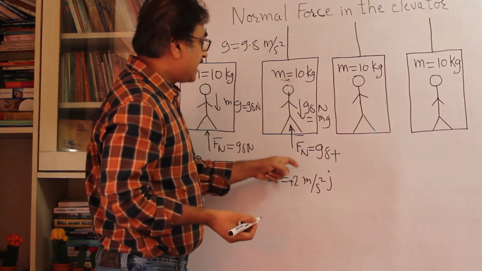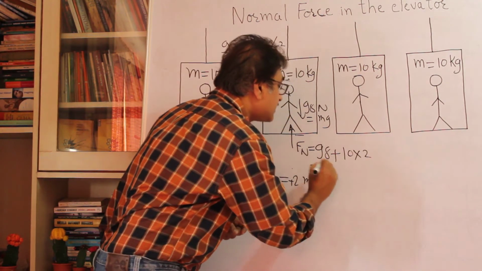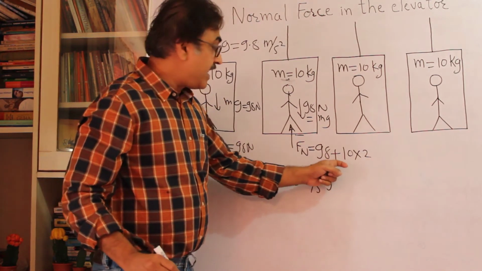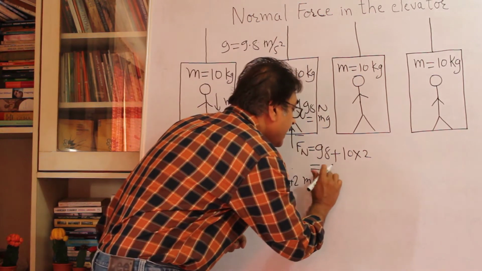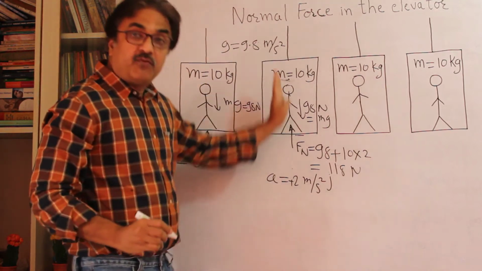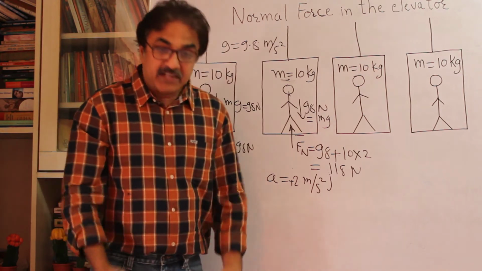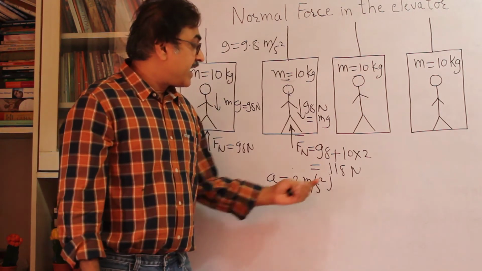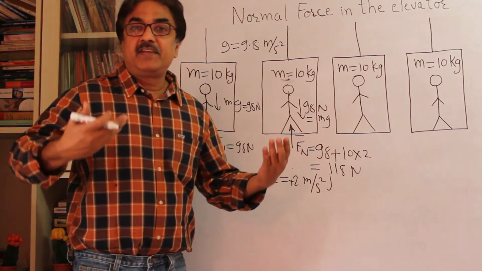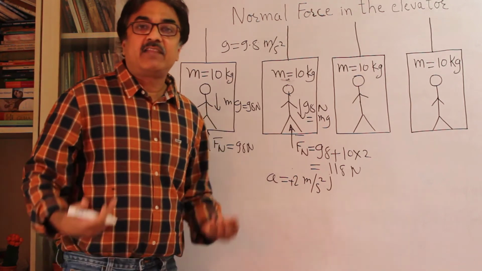Mass is 10, acceleration is 2, so 10 into 2, right? So this is 98 plus 20, that is 118 newtons. So upward force is going to be 118 newton. The weight of the person is 98, but the reaction which he would sense is 118. So he would feel heavier, and that's our experience. When the lift is accelerating, we feel momentarily heavier than what we are.